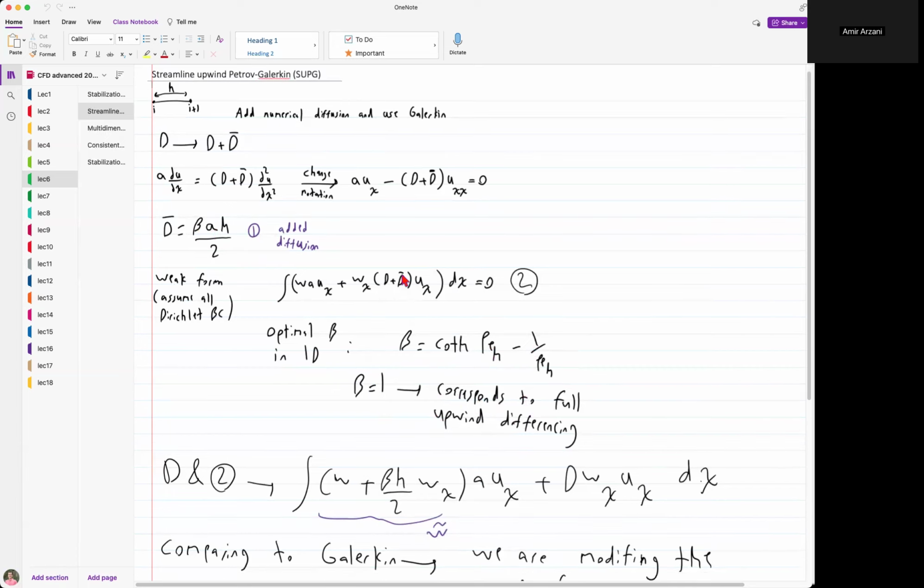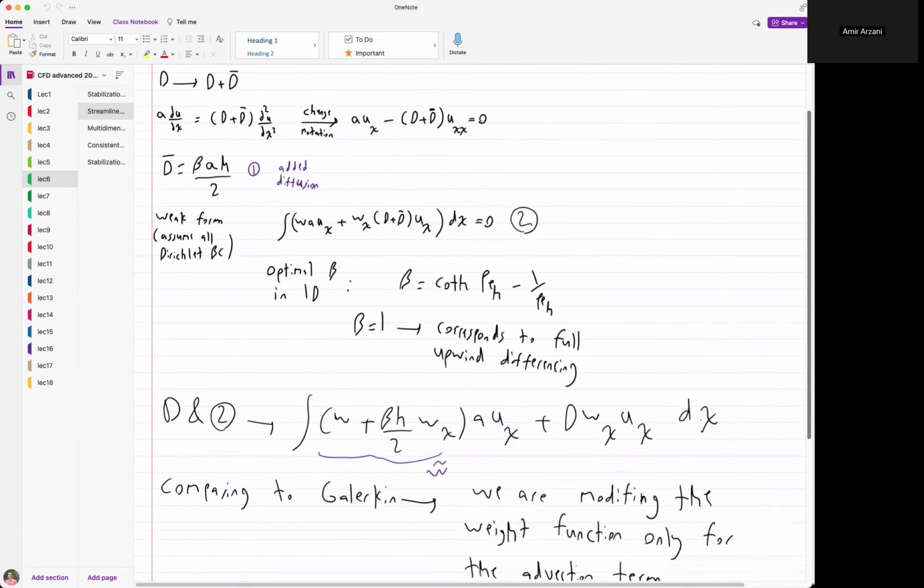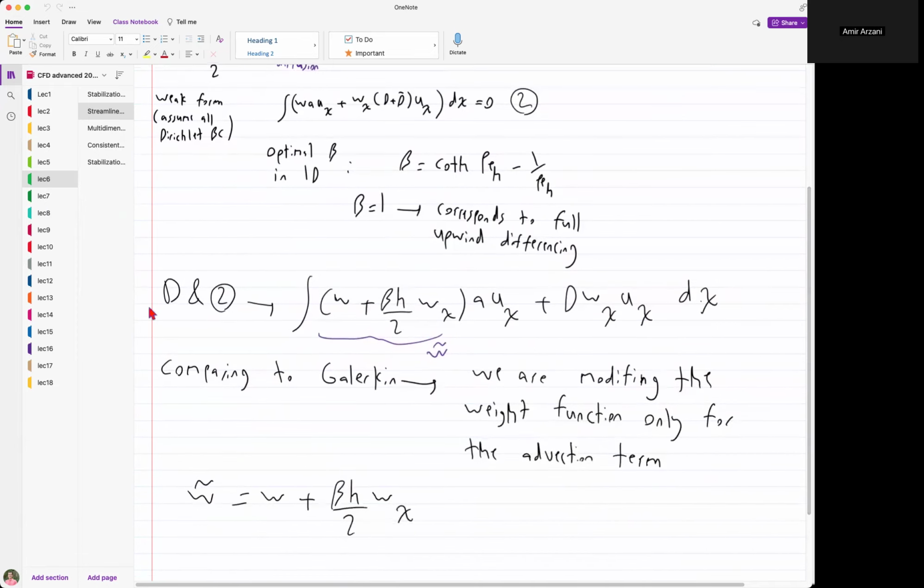Okay, great. Now, if I select this equation for my artificial diffusion, equation 1, let me plug it into equation 2, which is my weak form, and let me collect the common terms. This is the equation that I get. So this is really what my weak form is if I add this artificial diffusion to my diffusion coefficient. Now, if you pay attention to this new weak form that we have, and you compare it to the Galerkin weak form, which is what we had previously, you're going to see that it looks exactly the same.